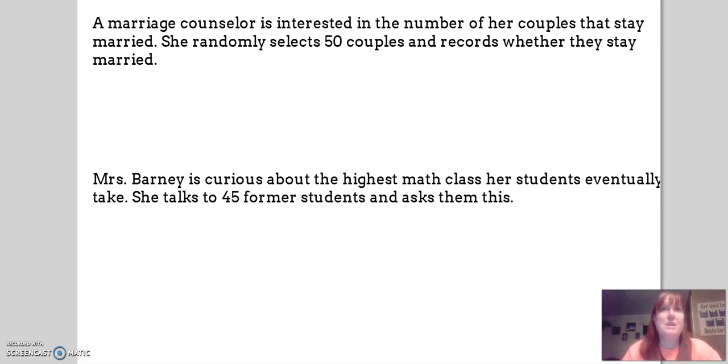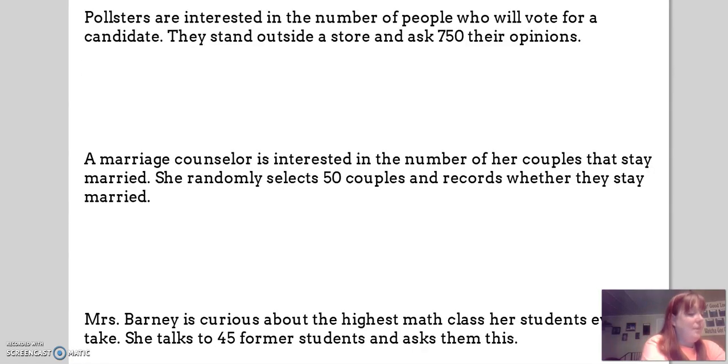A parameter would be if she asked every single couple she has ever counseled whether or not they stayed married and found like a percent from there, that would be a parameter because it came from the population. So this one again, 750 people, say 50% of those people said they were going to vote for this candidate. That would be a statistic because it came from a sample.